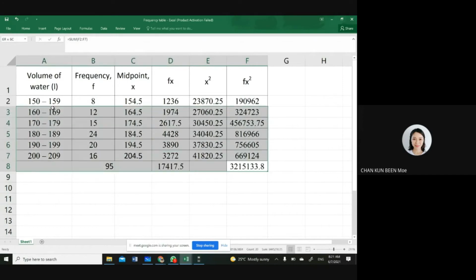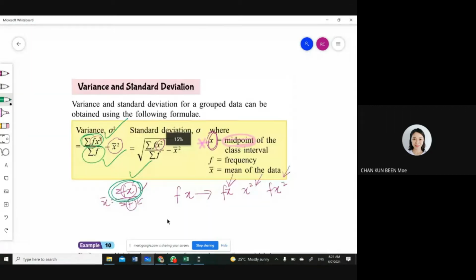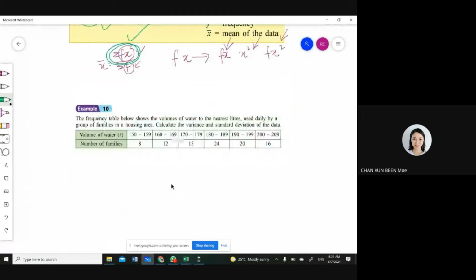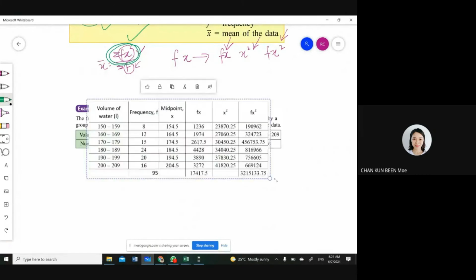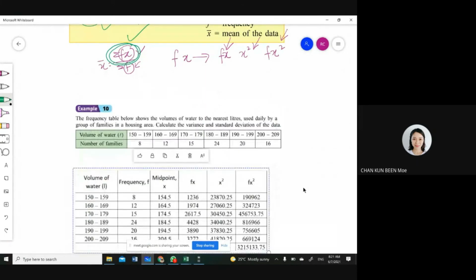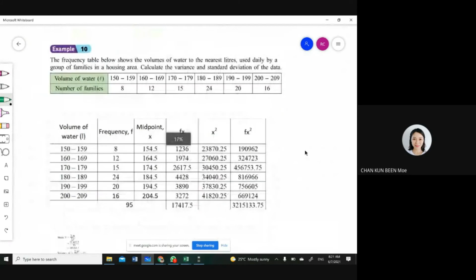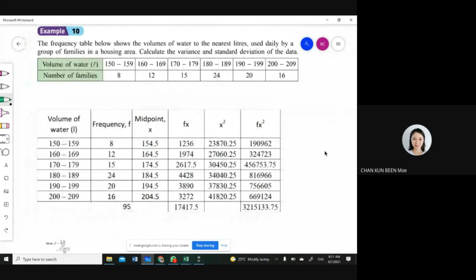Okay, now I'm going to move it to the whiteboard. So this is our work from what we have. You already found out all the totals for each of them. So this is the total frequency. The next one is total frequency times the midpoint. This one is the total frequency multiplied by the midpoint squared. Okay, now we want to get the variance.